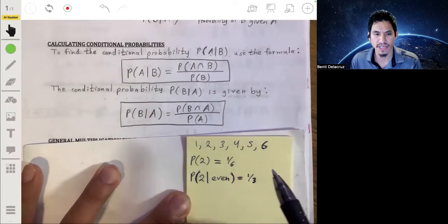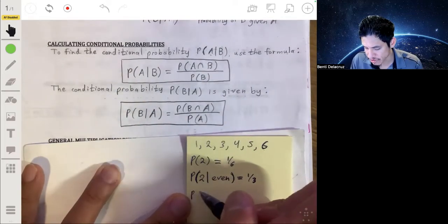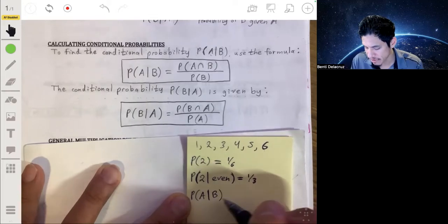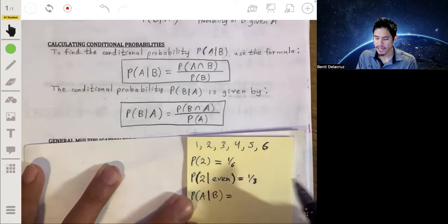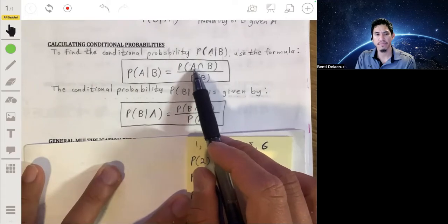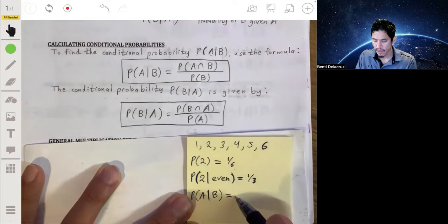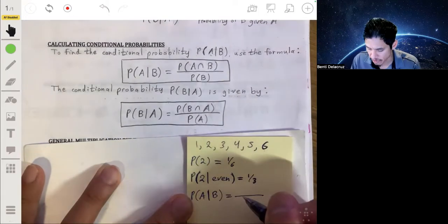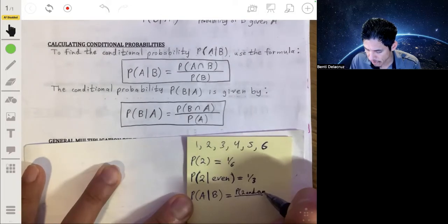So let's see how this relates to the formula. Let's say rolling a 2 is our event A, and an even number is our event B. We want the probability of A given B. In our formula, we have the probability of A and B on top. But let's think. A and B would just be rolling a 2 and an even number. So the probability of rolling a 2 and an even number.